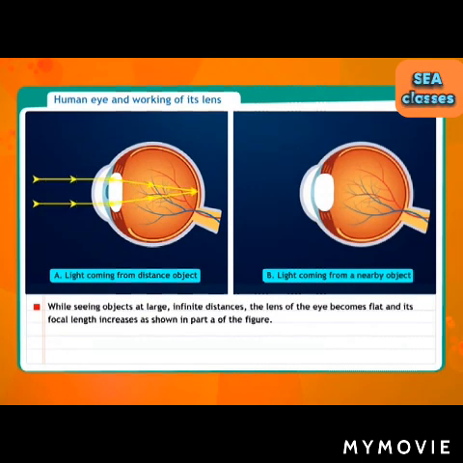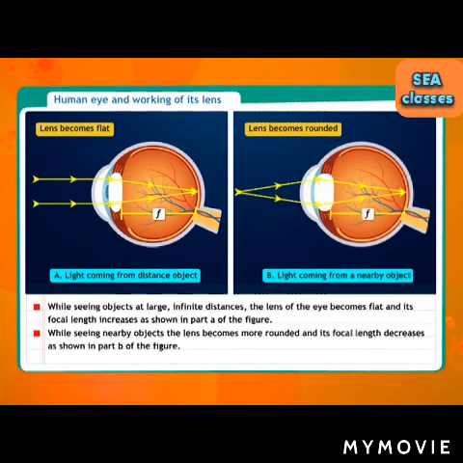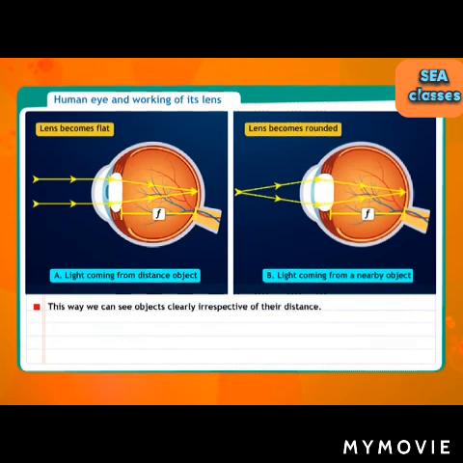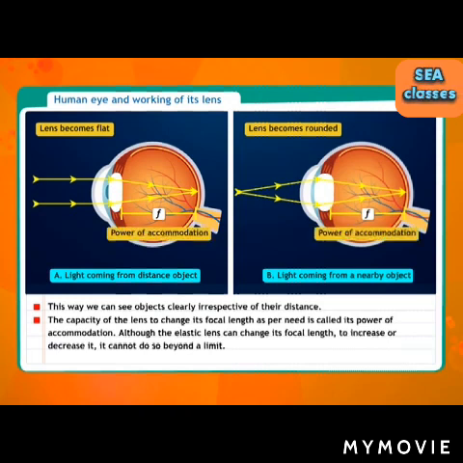While seeing objects at large, infinite distances, the lens of the eye becomes flat and its focal length increases, as shown in part A of the figure. While seeing a nearby object, the lens becomes more rounded and its focal length decreases, as shown in part B of the figure. This way we can see objects clearly irrespective of their distance. Capacity of the lens to change its focal length as per need is called its power of accommodation.